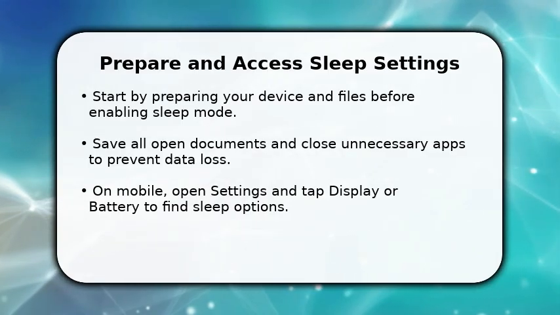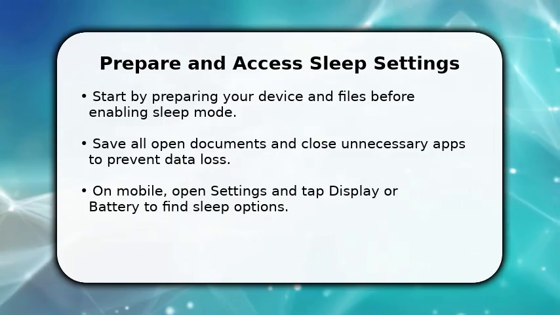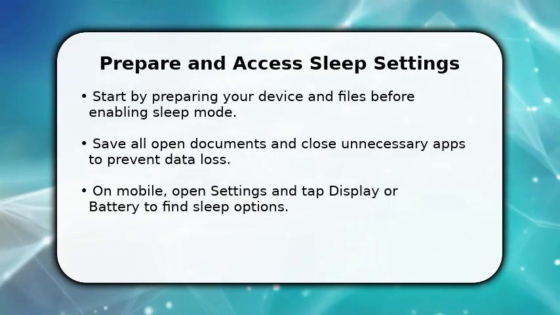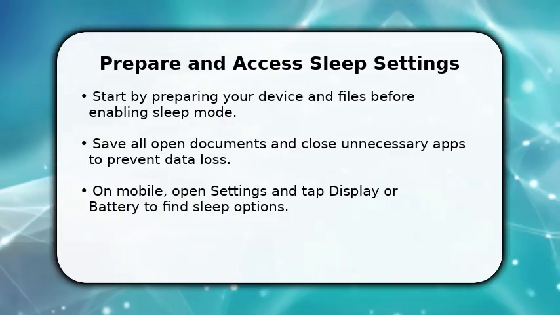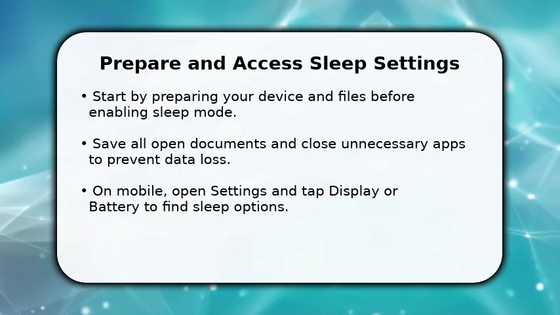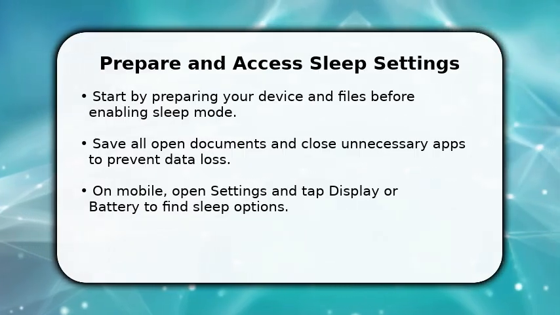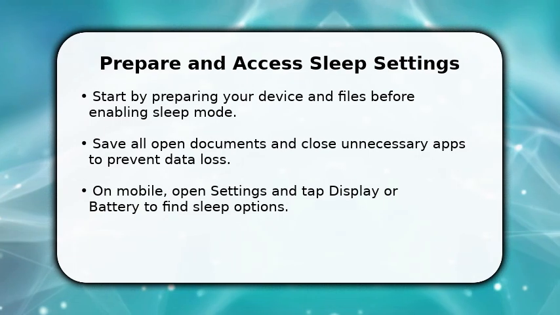On Mac OS, open the Apple menu, then choose System Settings and Lock Screen. On mobile, open Settings and tap Display or Battery to find sleep options. These steps ensure stable configuration and prevent interruptions during sleep mode activation.